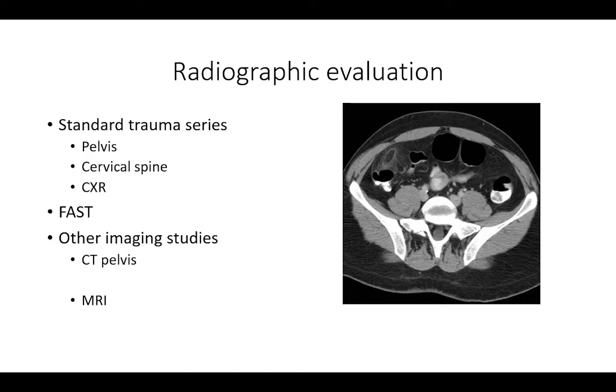Radiographic evaluation is done by first ordering a standard trauma series, which include an X-ray of the pelvis, cervical spine, and chest X-ray. Additionally, a FAST ultrasound scan can be done to assess for any peritoneal involvement. Other imaging studies include a CT pelvis and an MRI.